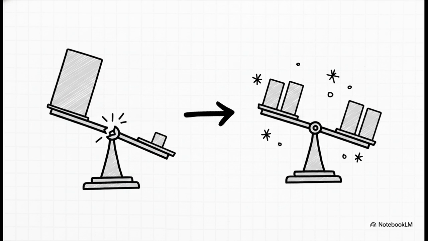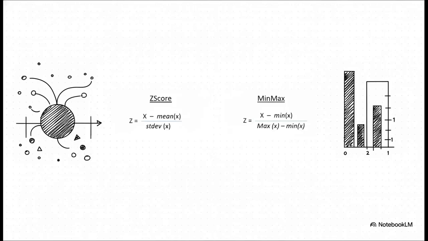Normalization steps in to scale all these features down to a standard playing field. To get there, we use a couple of specific mathematical transformations. Now, you definitely don't need to memorize the exact math right now, but these two formulas, z-score and min-max scaling, are the true engines of normalization. They grab our wildly varying data points, whether they're in the millions or tiny decimals, and they shrink them down into a uniform, comparable scale. Usually that means cramming everything between 0 and 1 or centering it perfectly around 0.